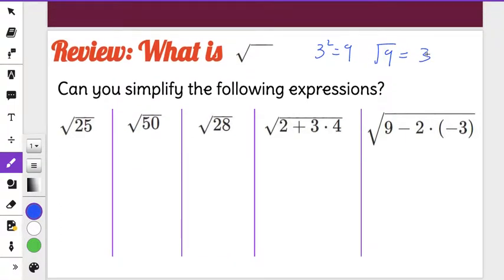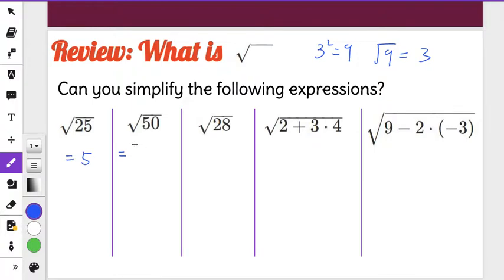How do we simplify all these expressions here? If you like, you can also pause the video to see if you can do this on your own, or we can just work on this together. So the first one, you already know that is 5, because 5 times 5 is 25. But this one is a little bit tricky, because there's no way you can find two same numbers to multiply to get 50, right? So what can we do?